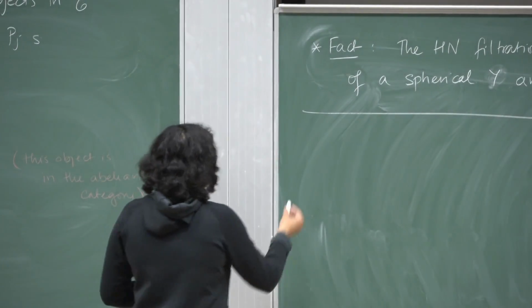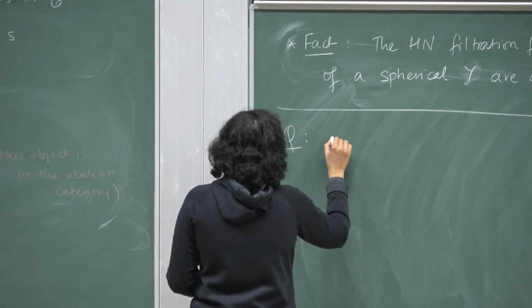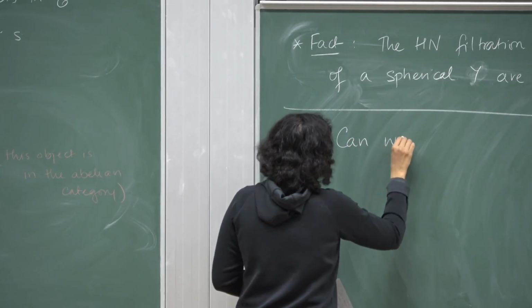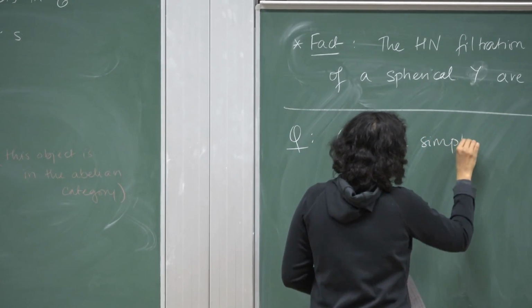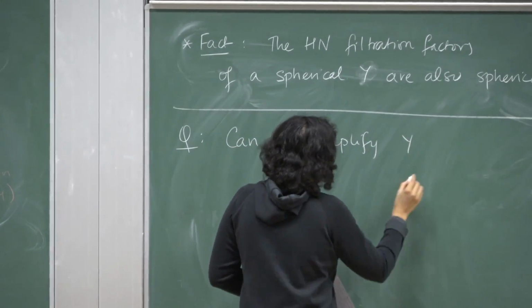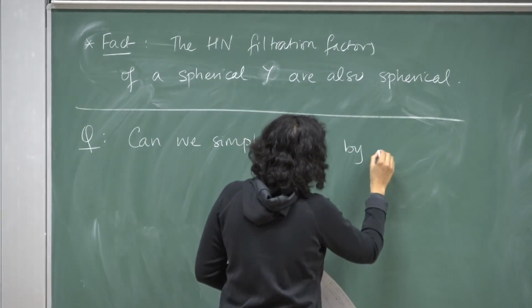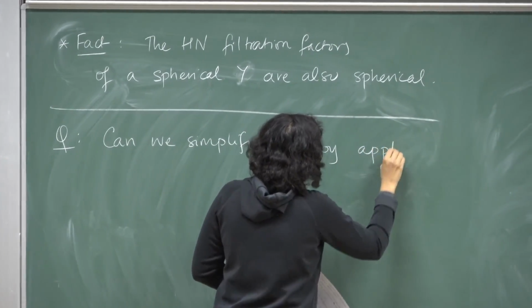So now we ask the opposite question. Can we simplify Y by applying group elements? Again, elements of the braid group.